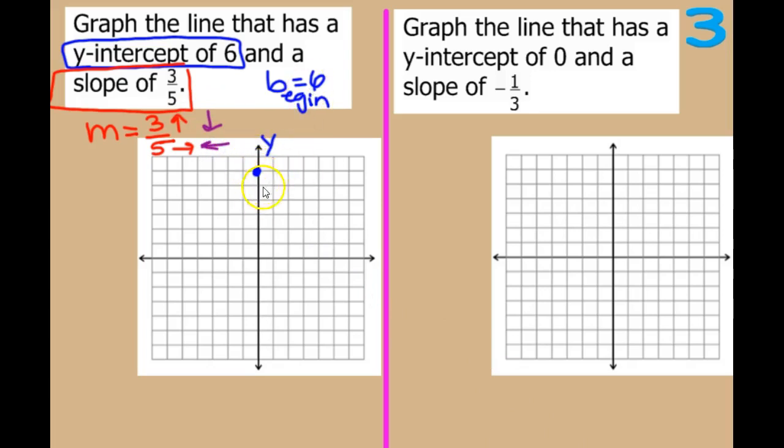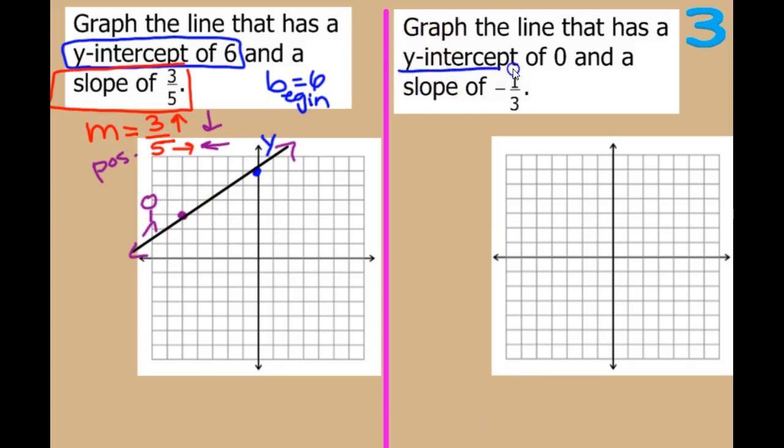So down 3, 1, 2, 3, and to the left 1, 2, 3, 4, 5. That's the only point that's going to fit. You really only need 2 points to create a line. So draw your line through it, put arrows on the ends. Double check. This was a positive slope. They're both positives. If you were walking across this, you would be walking uphill. We know it's right.